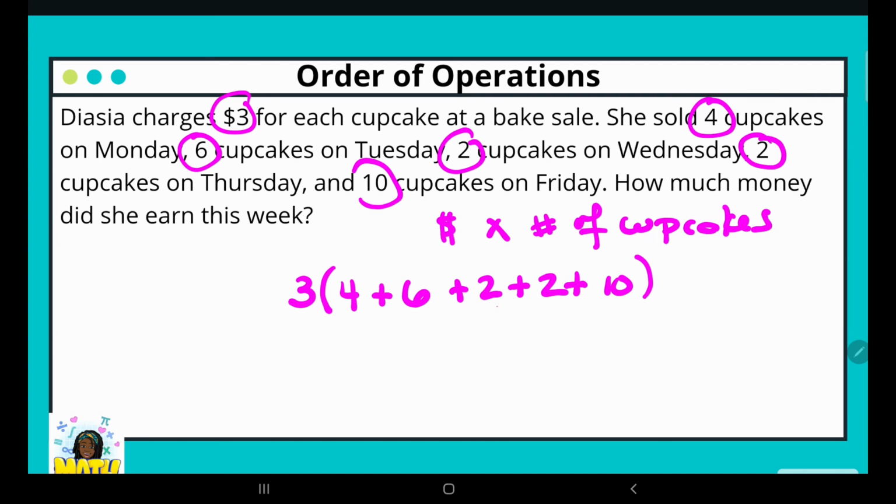Okay. Now using order of operations, we're going to do what? We're going to complete our parentheses first, and then we'll multiply by what's on the outside. 4 plus 6 is 10. 10 plus 2 is 12. 12 plus 2 is 14. And then 14 plus 10 is 24. So over those 5 days, she sold a total of 24 cupcakes, and we know the price per cupcake is $3.